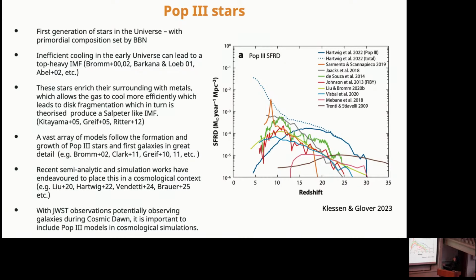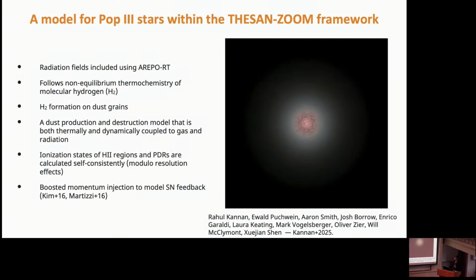And here I show an example from a review paper showing a lot of different semi-analytic and simulation models which show the star formation rate density in the universe of just POP3 star formation. Okay. And with JWST potentially observing galaxies during this cosmic dawn, with current observations at redshift 25 or 30 or so, it has become extremely important to include POP3 models in modern cosmological simulations. Okay, that's just an introduction.